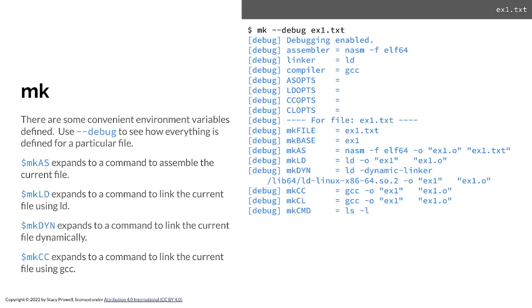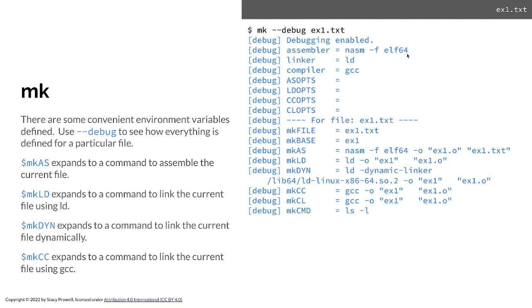If you're wondering what all is out there, there's a debug flag that you can use. Make --debug. You give it a file. It's not going to actually run the commands in the file. It's just going to tell you about that. And the reason you have to give it a file is so it can fill in this other information for you. So here I've run on ext1.txt, and it's told me my assembler is NASM.